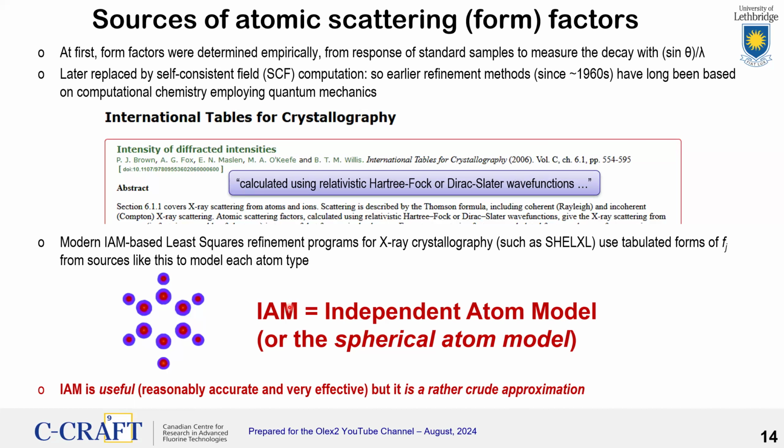Now, this is a very effective, extremely robust, and reasonably accurate approach that is so robust that we can get structures out of those really terribly marginal quality crystals and still get some sort of a meaningful structure out of that. So it's not to be knocked. It has its role, yet it is a rather crude approximation.